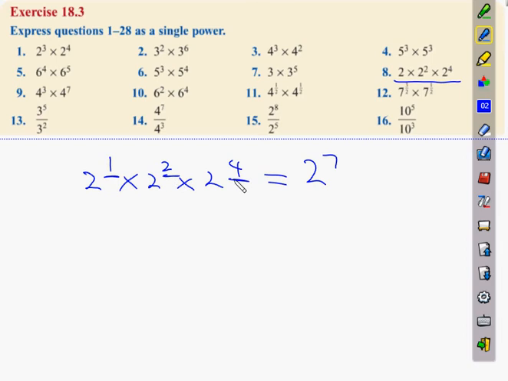If I gave you this one, what about this one here? 4 to the power of 14. Okay, 4 to the power of 14. There we have it.